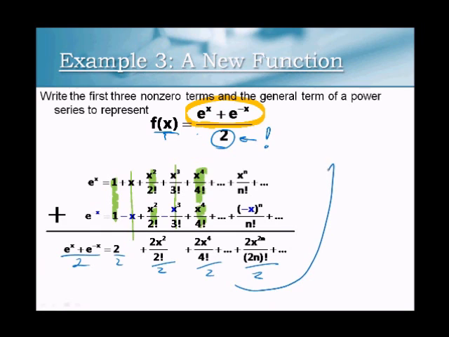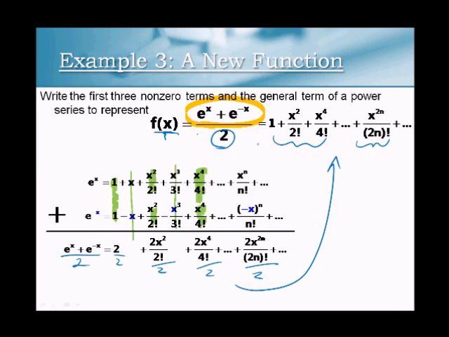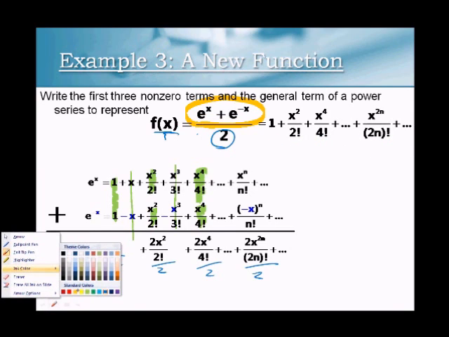And that is going to give me my answer. I have 1 plus x squared over 2 factorial plus x to the fourth over 4 factorial, etc., etc. And so there I've satisfied what they asked for in this problem. I got the first three non-zero terms right there and a general term. So technically this problem is done. But I want to look at it a little bit more. I want you to see the cool stuff that's going on in this problem. Take a look at this Maclaurin series that just appeared on your screen.